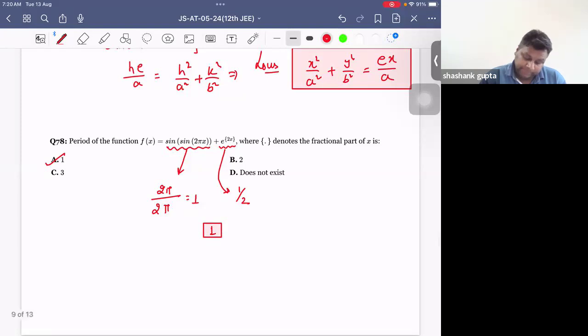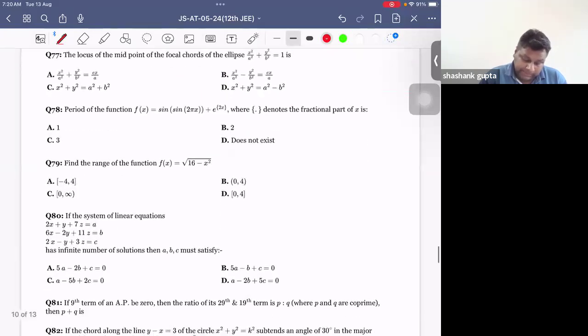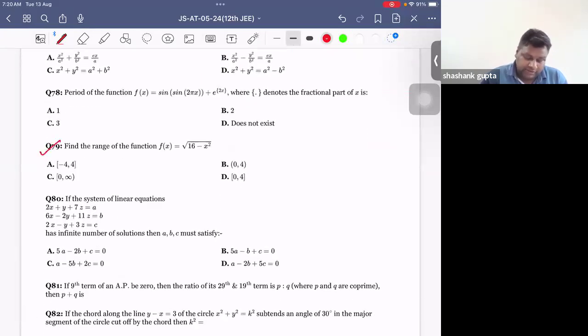All right. Now, this question is: find the range of this function. The domain is what? The domain will be x belongs to -4 to 4. So the minimum value of the range will be when x is 4 or -4, that is 0. The maximum value will be when x is 0, that is under root 16, which is 4. So the answer will be 0 to 4.